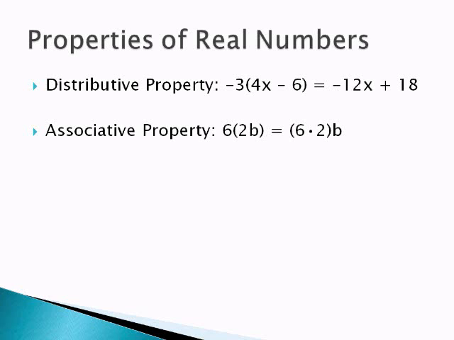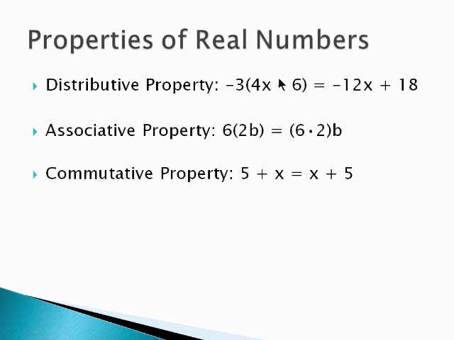I want to take a brief moment to notice the difference between this and the example before it. In the example before it, we used the distributive property because there was a minus sign in between the terms. If there's a plus or minus between terms, we have to use the distributive property.